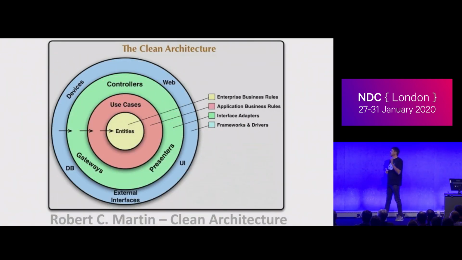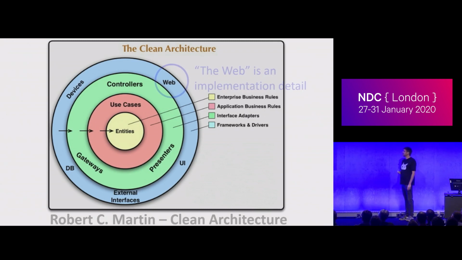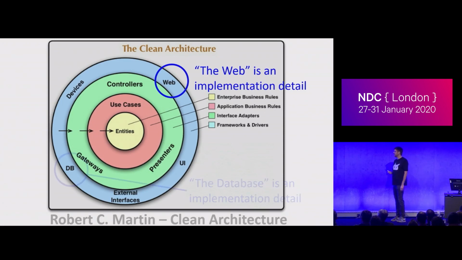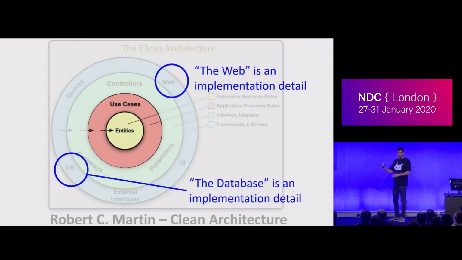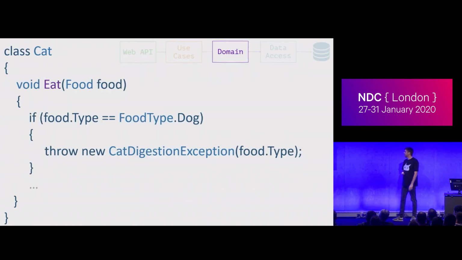Robert Martin in Clean Architecture as well, he talks about the web being an implementation detail and the database being an implementation detail. And he's looking for you to solve that problem in those central two rings. And then it doesn't matter what kind of framework or database, if you're using Mongo or MVC or Android, you're solving the domain problem, and then these implementation details go around the outside.